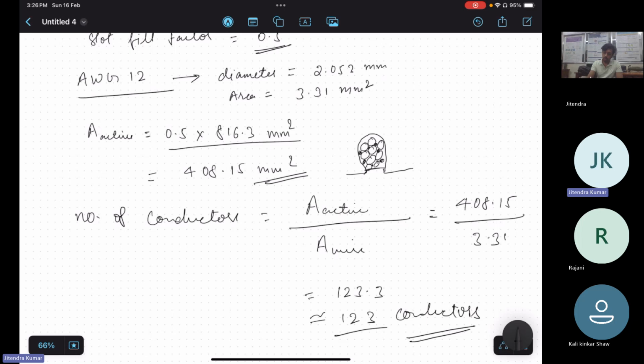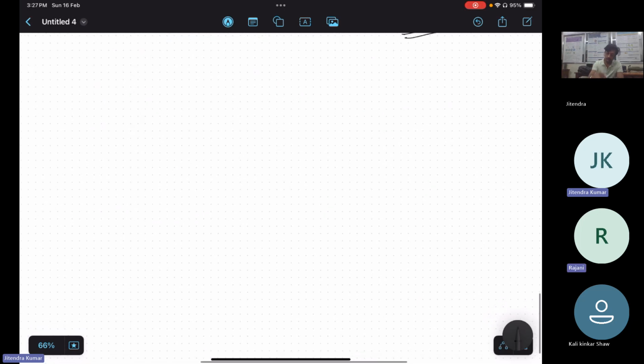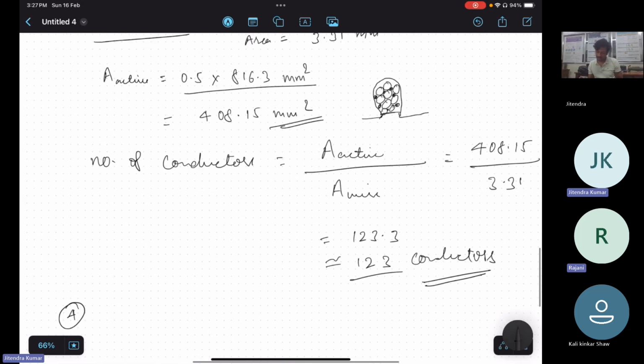Okay, let's move towards the next problem. Here, the main dimension we have is 123.3, which means we have to take a whole number. No, 124, sir? We can take 124 conductors? You can take the rounded figure from the options given. Even number is not mandatory here. Why are you saying even number?